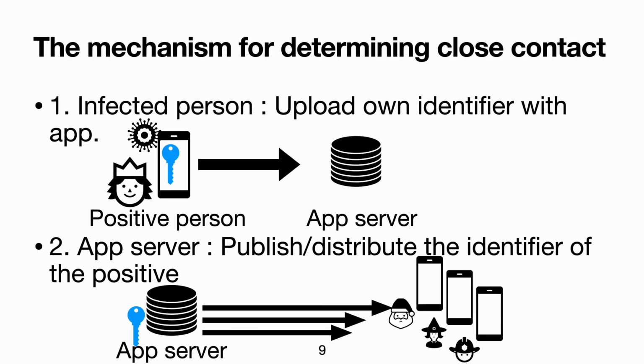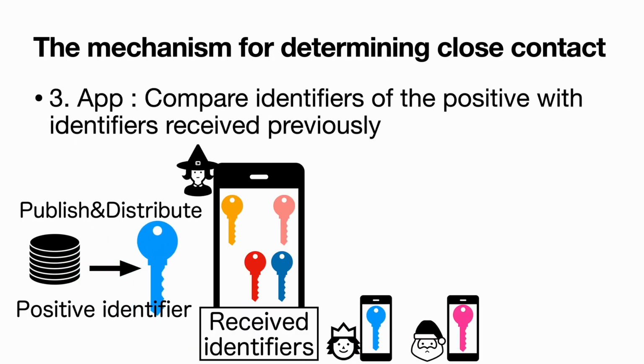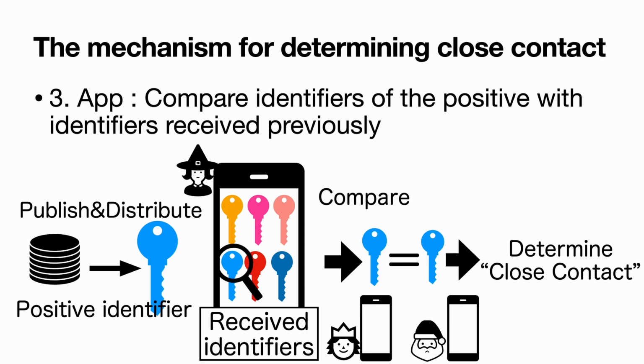Next, I will explain how close contact detection works in the exposure notification framework. COVID-19 positive users upload their identifiers to the app server using the app functions. The app server distributes the uploaded positive identifier to all app users. The app compares the positive identifier with the identifiers it has received and stored from various people over Bluetooth Low Energy in the past. If the stored identifier and the positive identifier match, then close contact is detected.